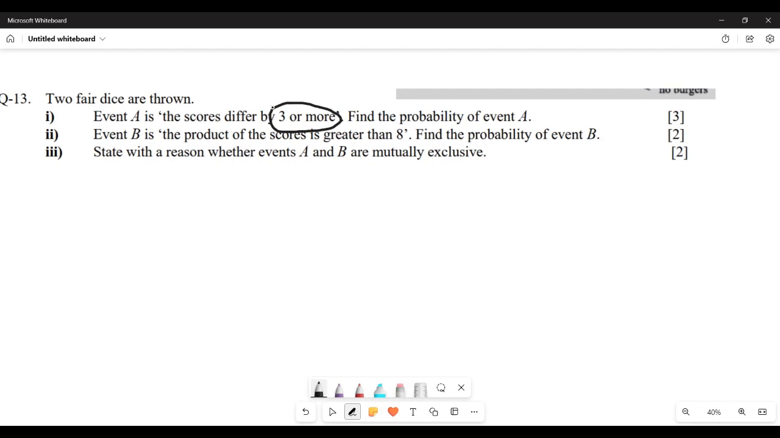So can you give me an example of the case where you throw 2 dice and the values at the top of the die differ by 3 or more? Give me an example.